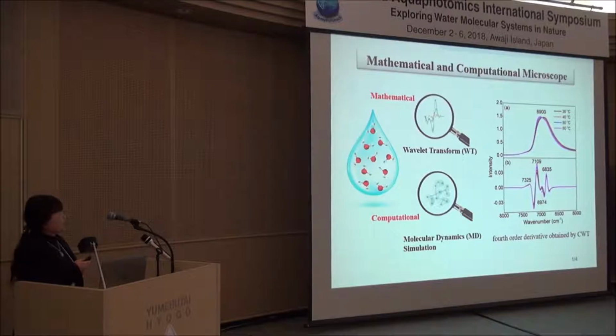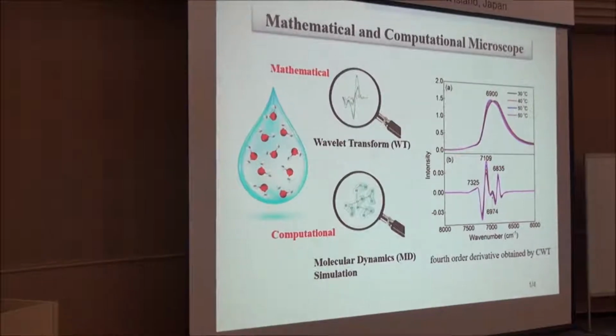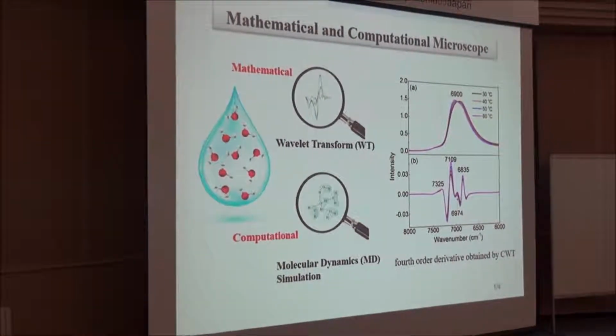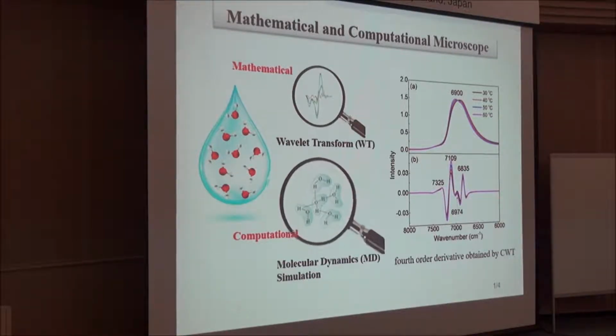To increase the resolution of near-infrared spectra, wavelet transform is often used to calculate high-order derivatives. Then we can see more detailed information. Therefore, wavelet transform is also called a mathematical microscope. But still, we cannot see the structure detail. In this presentation, I would like to talk about another approach to probe water structures. That is molecular dynamics simulations, which is also called a computational microscope.